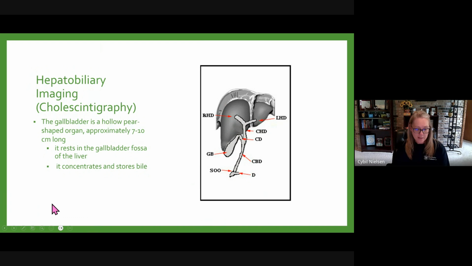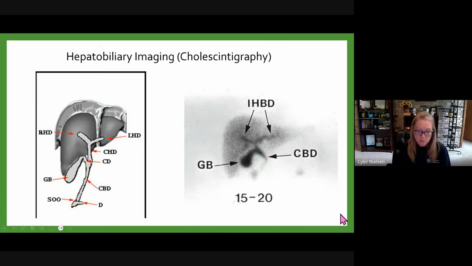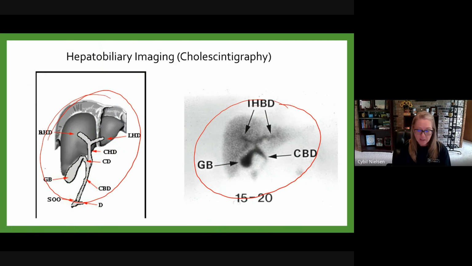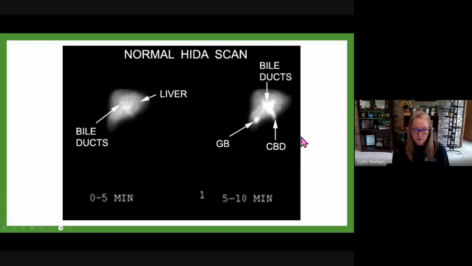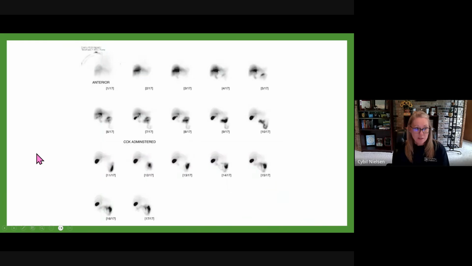All right, HIDA scans. You've probably done a lot of HIDA scans. The purpose of the HIDA scan is to see if the gallbladder is functioning. So this is what it looks like on imaging. This is what it looks like anatomically, so you can identify all the different areas. And this is 60 minutes of imaging. So what we're looking for is the liver to show up. We can see the gallbladder showing up, and then we can see the bowel showing up. So that's what we're looking for in our first 60 minutes of imaging.